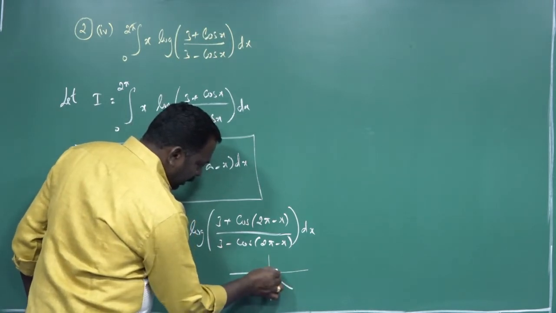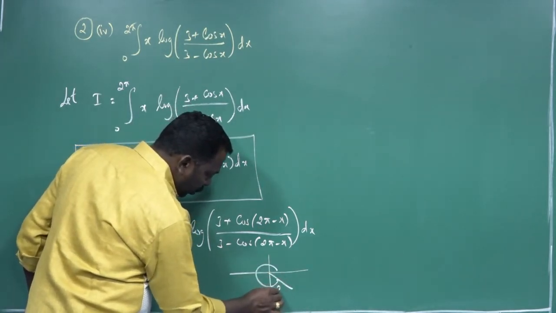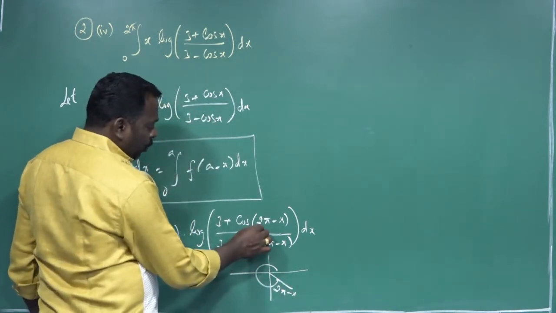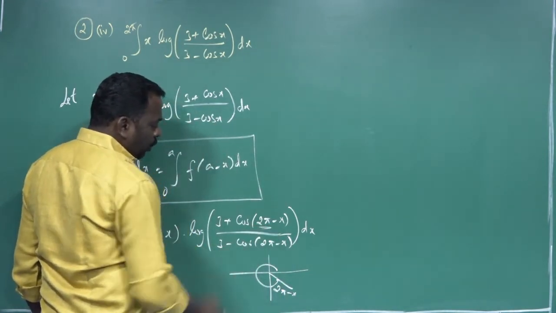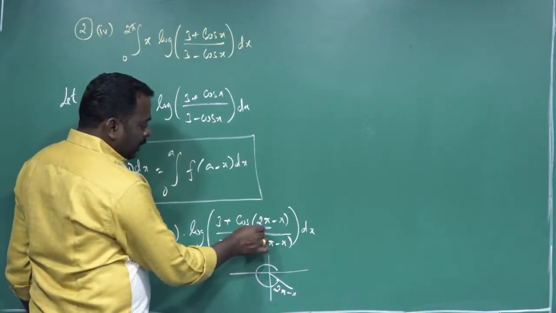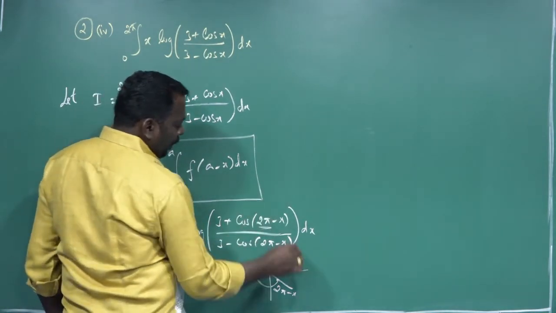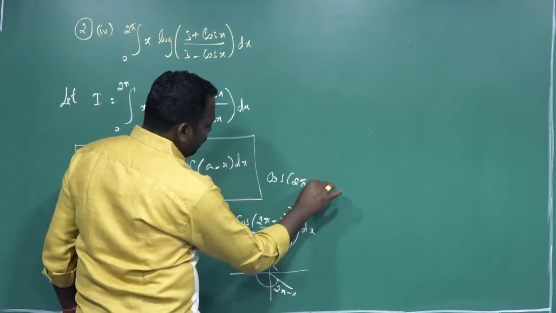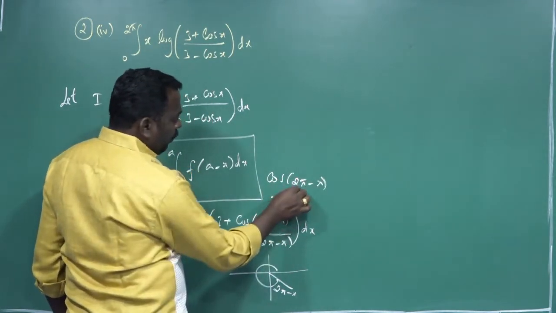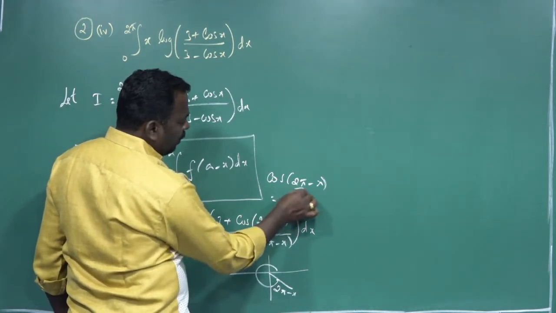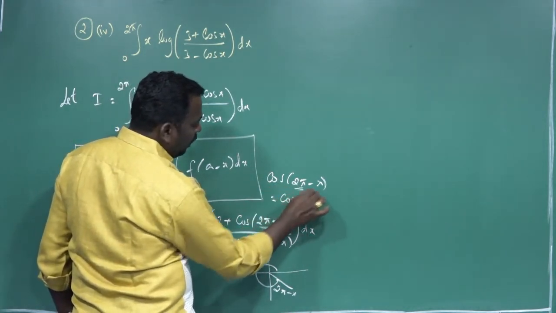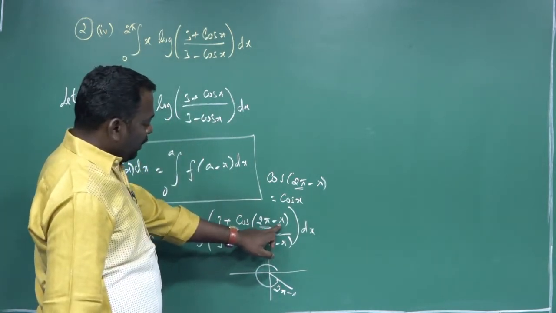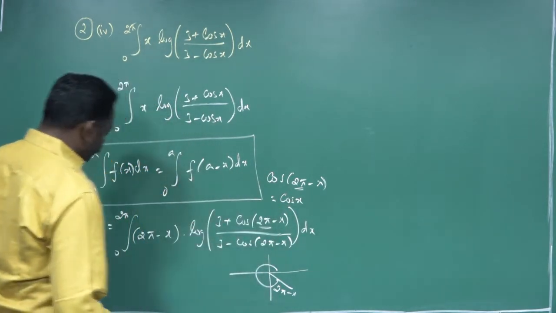lies in the fourth quadrant, and in the fourth quadrant the cos value is positive. Therefore, cos(2π − x): because of the fourth quadrant cos is positive, and because of the supplementary angle cos remains the same. Therefore cos(2π − x) equals plus cos x.